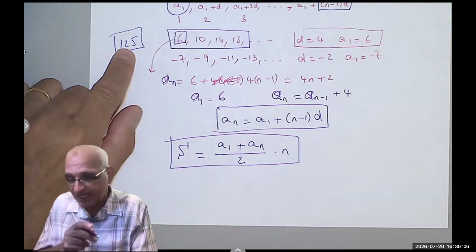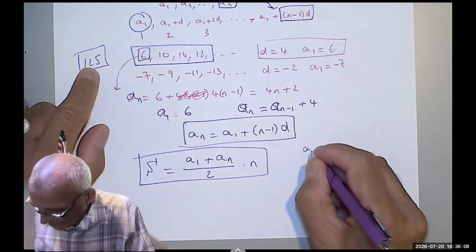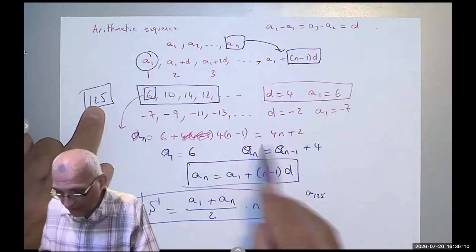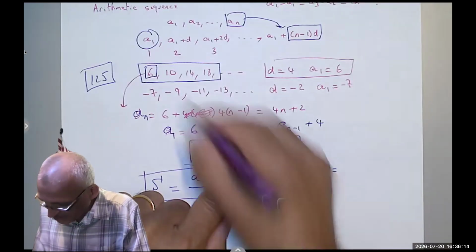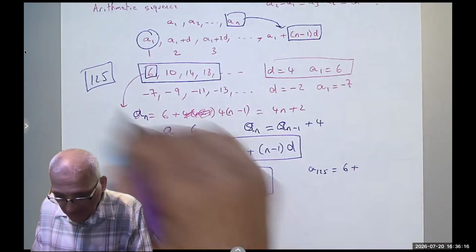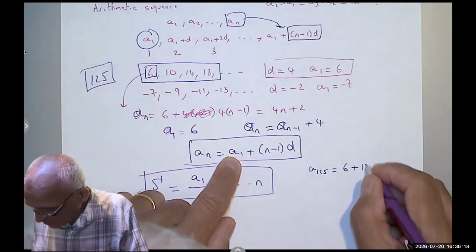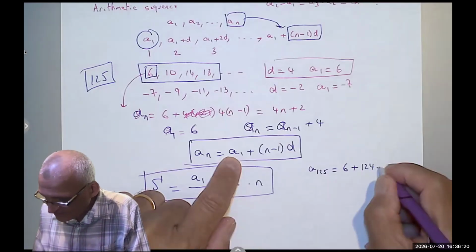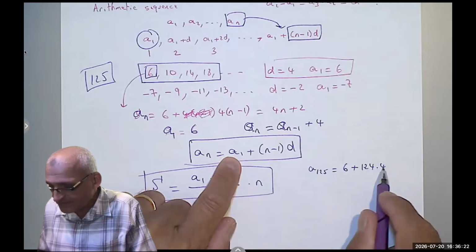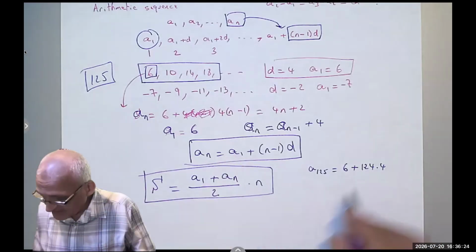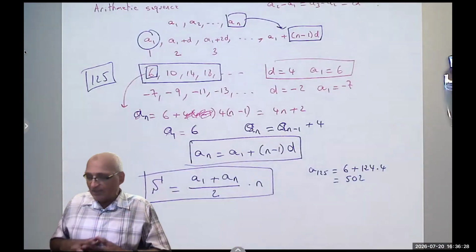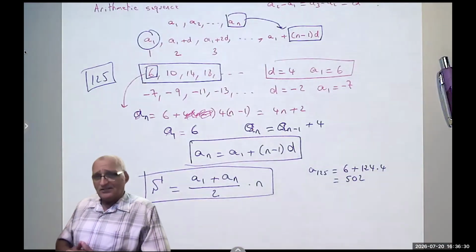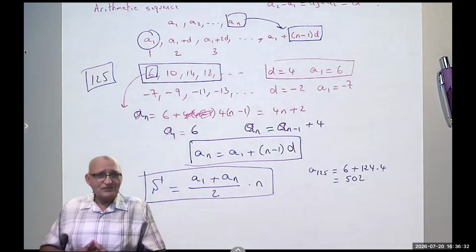you want 125 terms, okay? So A sub 125, oh, I have this equation here, equals A sub 1, which is 6, plus 125 minus 1, which is 124 times 4. Multiply these, you get 496. You add 6, you get 502. So the 125th element is 502. I found it very quickly.